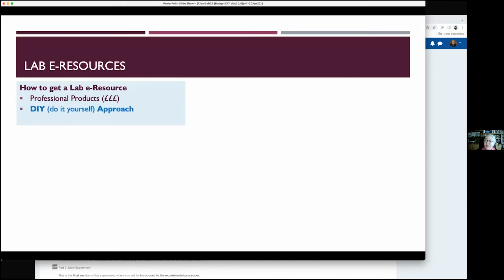But I want to share our do-it-yourself approach, okay? And that has no pound sign next to it. And I'm not saying one is better than the other, or that one should replace the other. I think they exist quite well together because they hit different needs that are required in the lab.